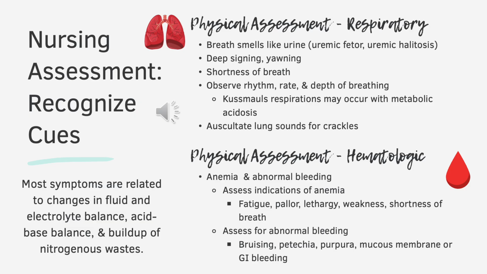Moving into our hematologic symptoms of CKD. We already talked a little bit about this. We're going to see symptoms of anemia and abnormal bleeding. Whenever we're assessing for anemia, we're looking for signs of fatigue, pallor, lethargy, weakness, and shortness of breath. That's because these symptoms are due to reduced red blood cell production, which is, again, a very common complication. Abnormal bleeding can manifest as bruising, petechiae, purpura, and mucosal bleeding in the gums or in the nose, or even GI bleeding, where we see bloody stools like melena, which are black tarry stools, or even we can see frank red blood.